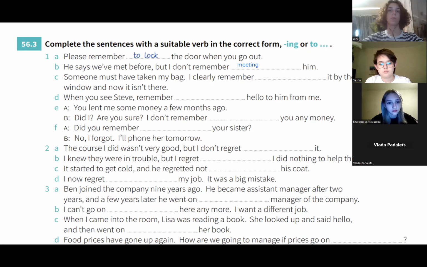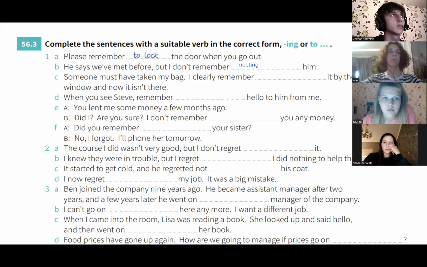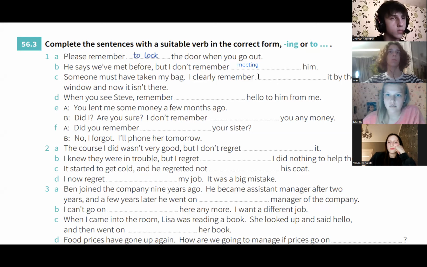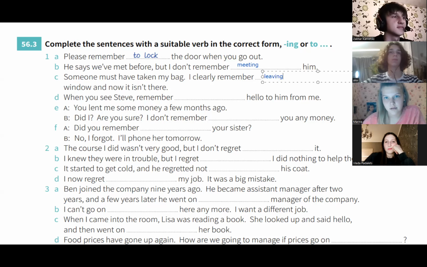Okay, let's say Marisha. Someone must have taken my bag. I clearly remember leaving it by the window, and now it is not there. I clearly remember what? Leaving it by the window. Zahar and Alex, why did you skip to D while we're still working on C? I clearly remember leaving. I remember the process of leaving then.